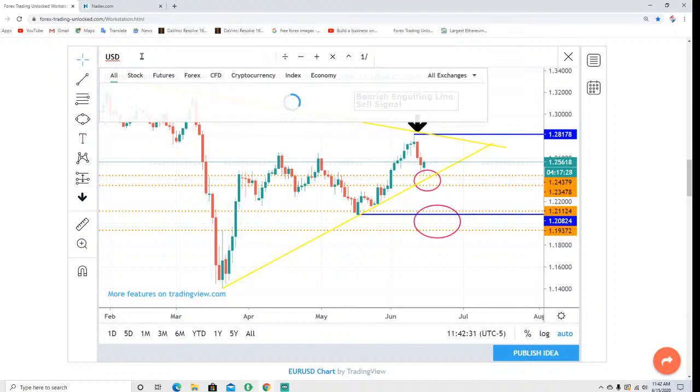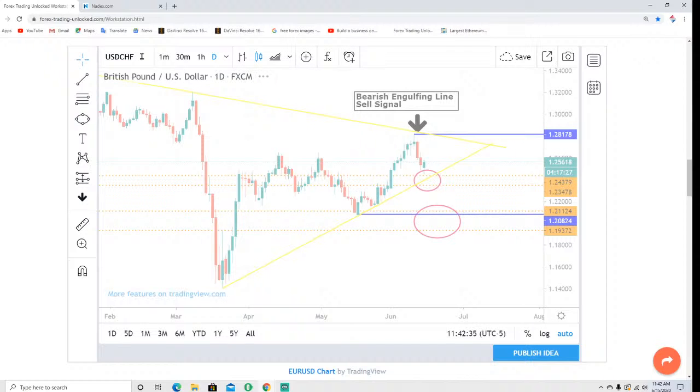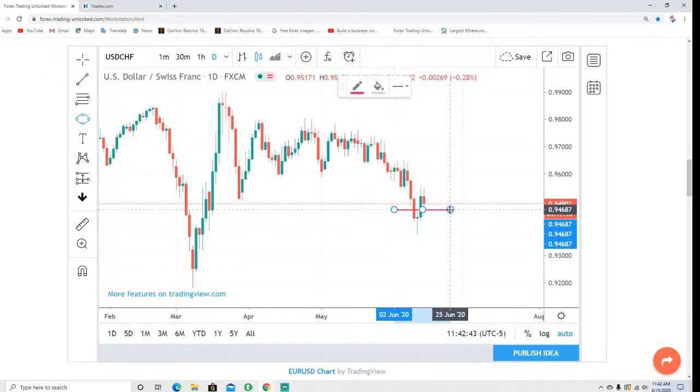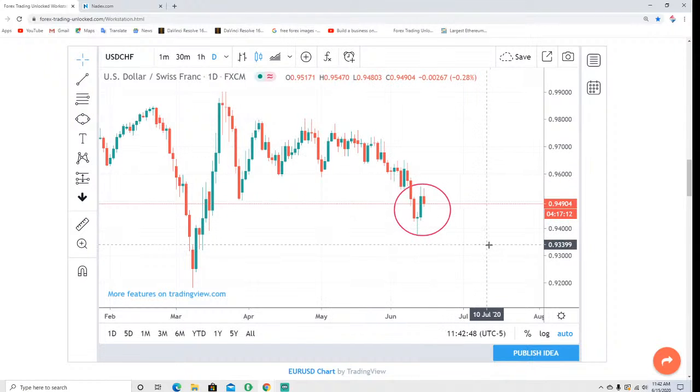Now, since we have the sell signals in the pound versus the dollar and also in the euro versus the dollar, let's look at the US dollar Swiss. Well, we do have another buy signal here that occurred a few sessions back. And if you read the book High Probable Japanese Candlestick Patterns, then you will know what that signal is.